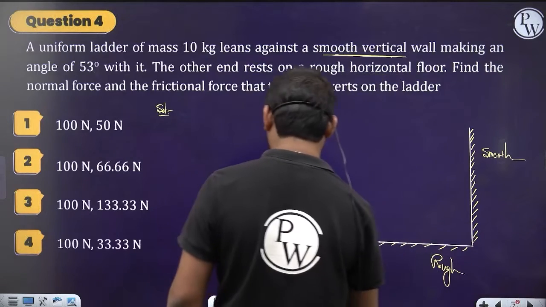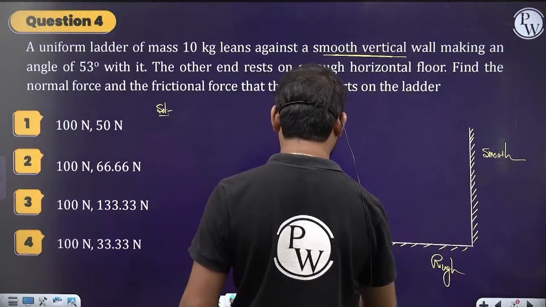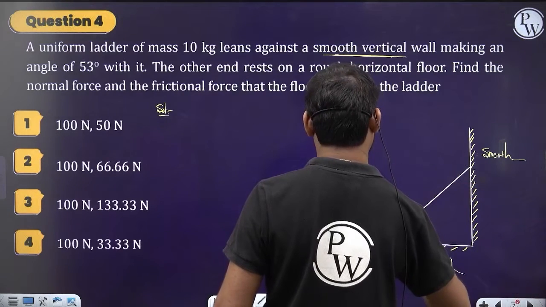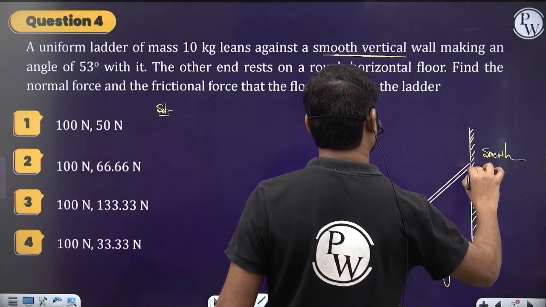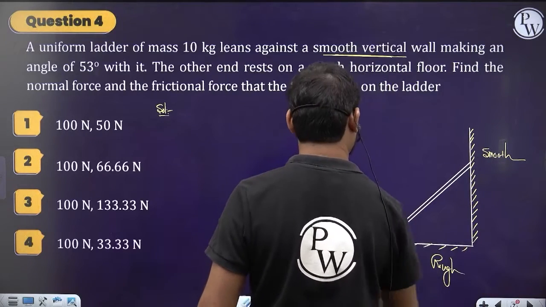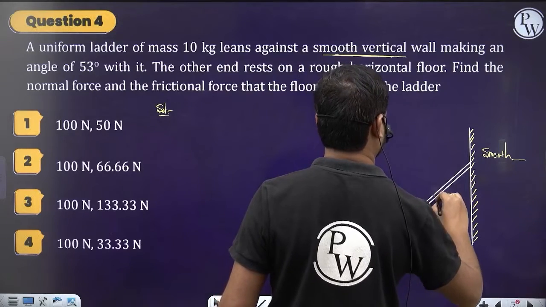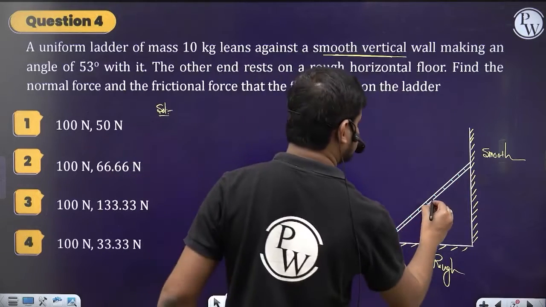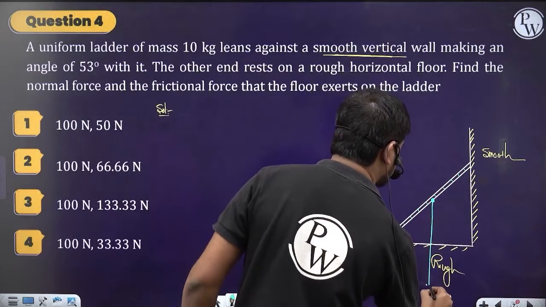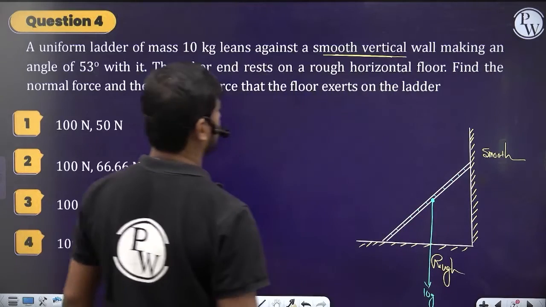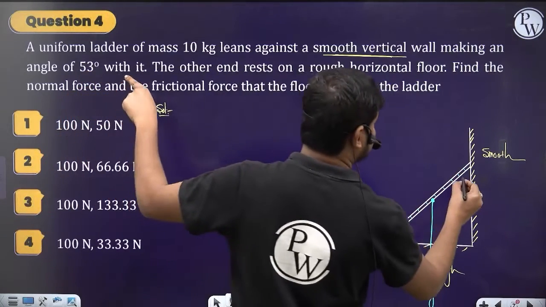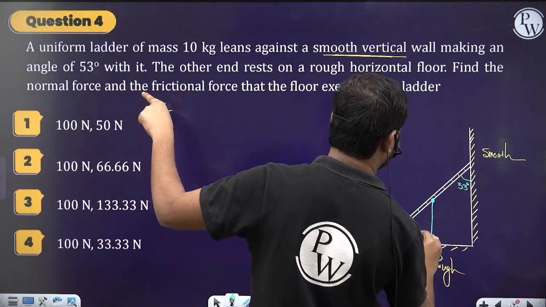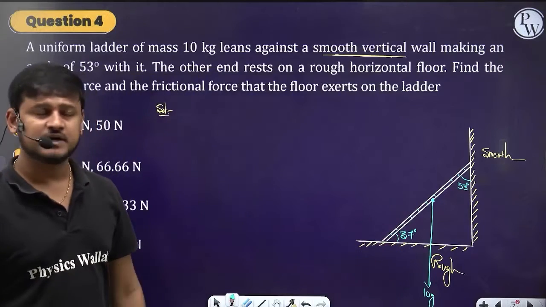The wall is smooth and this one is rough surface. Then a ladder is placed, leaning against this. Consider this is a ladder. The ladder mass is 10 kg, so its weight 10g will act downward. The ladder is making 53 degrees with the vertical. If this angle is 53, obviously this angle will become 37 degrees.